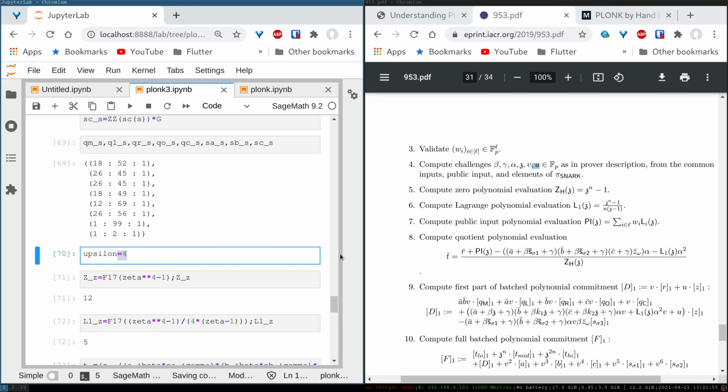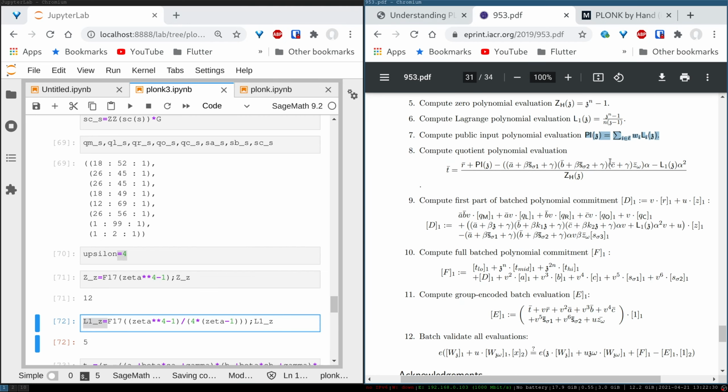And then we do first this Z of zeta, right? So zeta, we have zeta power 4 minus 1. And so this is the evaluation of the ZH polynomial at point zeta. And the same thing for the evaluation of L1 at zeta. So that's zeta power 4 minus 1 divided by 4 times zeta minus 1. So these two guys are these two guys here. Pi we can skip because we don't have public input. So this is 0.